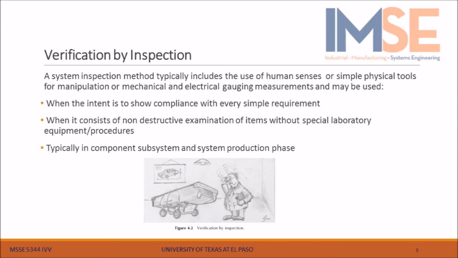Verification by inspection. A system inspection method typically includes the use of human senses or simple physical tools for manipulation or mechanical and electrical gauging measurements, and may be used when the intent is to show compliance with every simple requirement, when it consists of non-destructive examination of items without special laboratory equipment or procedures, typically in component, subsystem and system production phase.